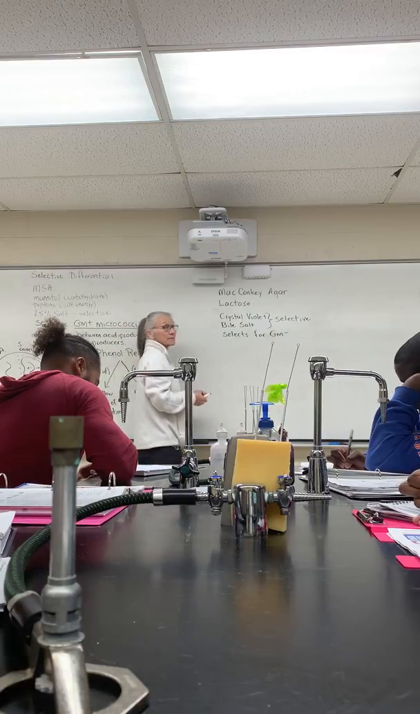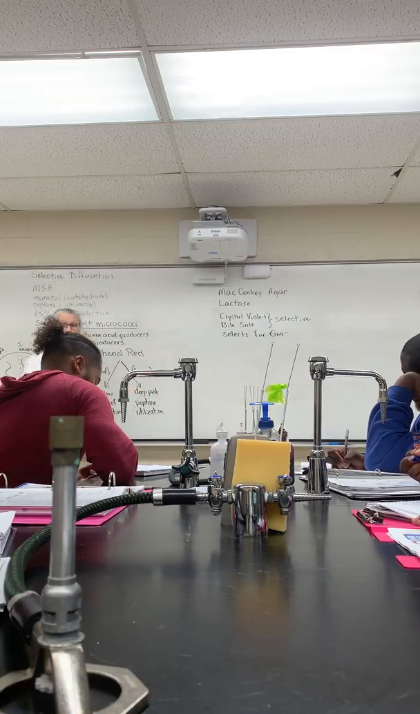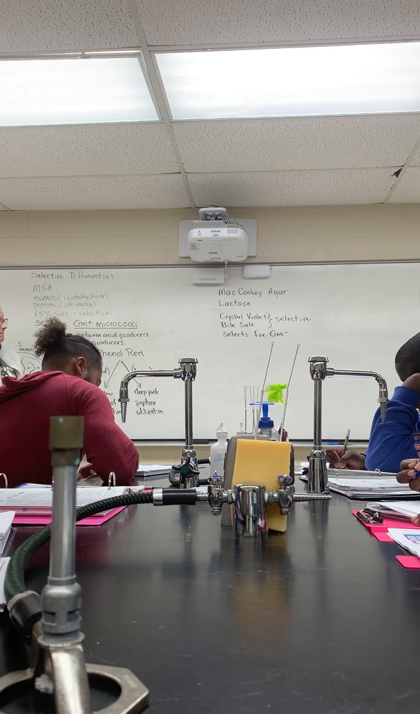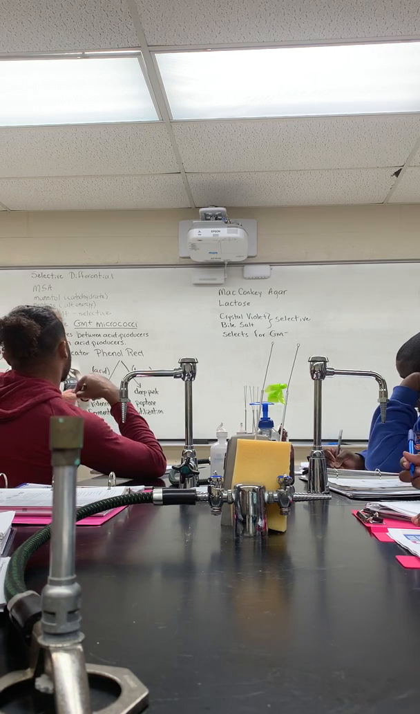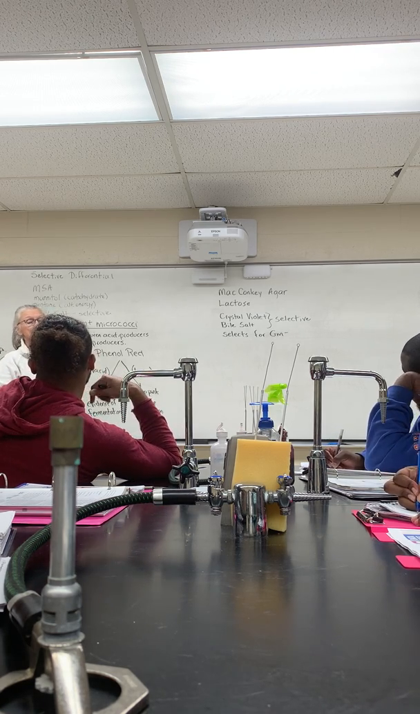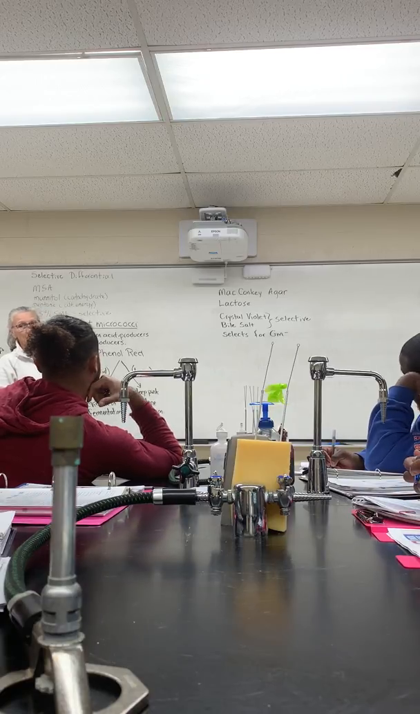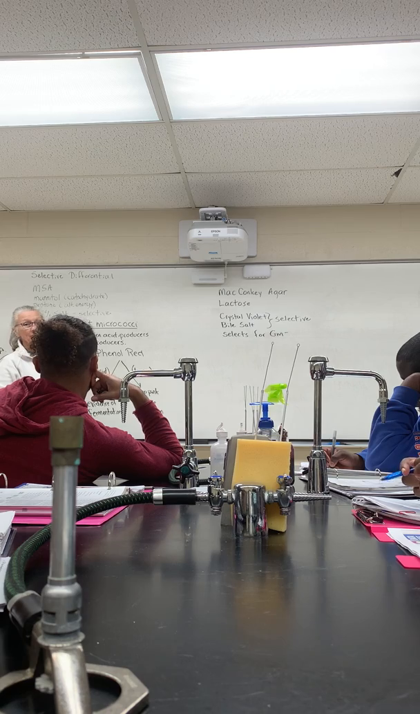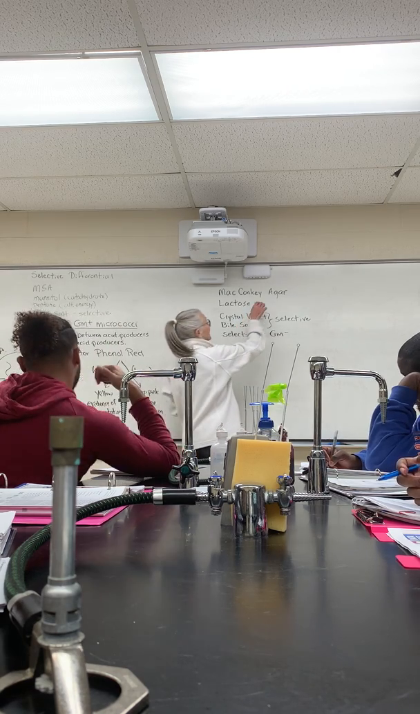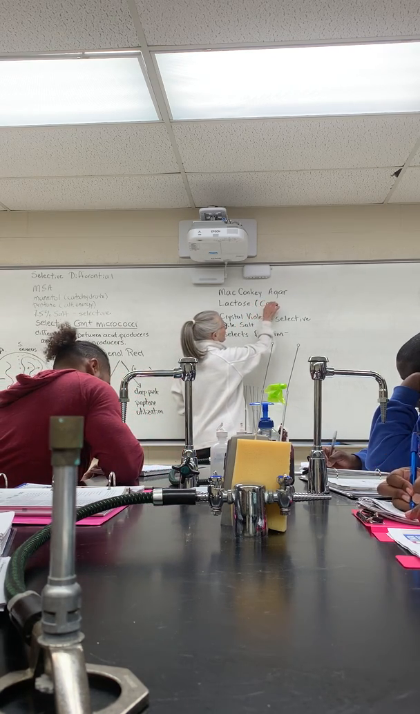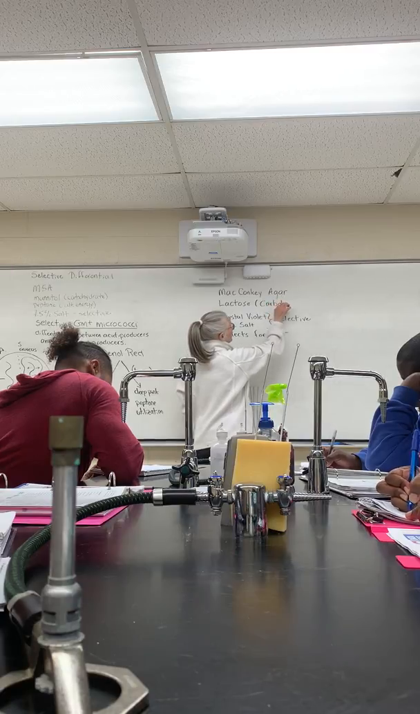It selects for gram negative. The crystal violet and the bile salt are what make it selective. And the lactose is the carbohydrate.